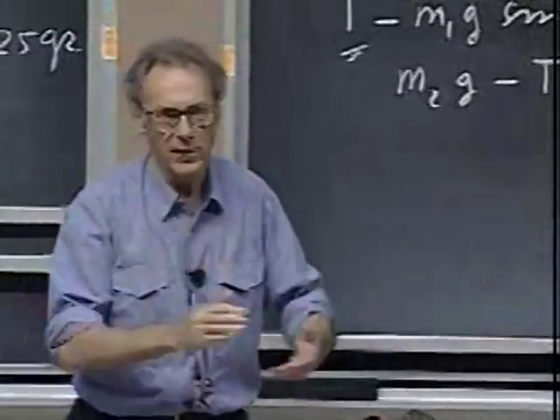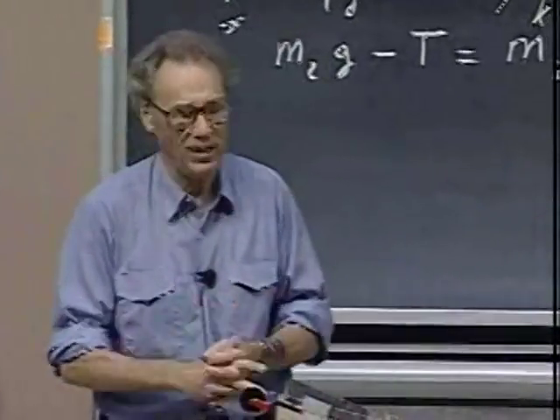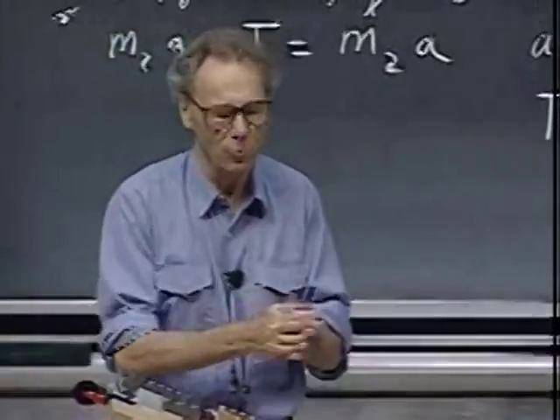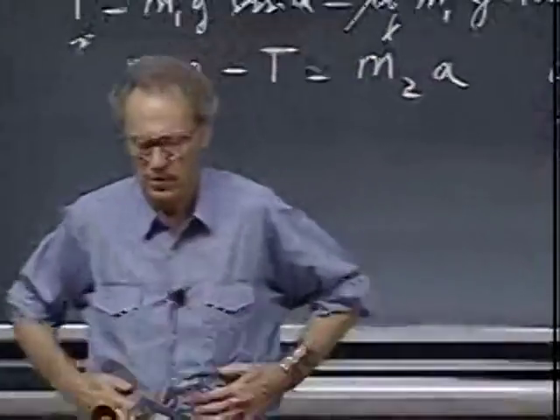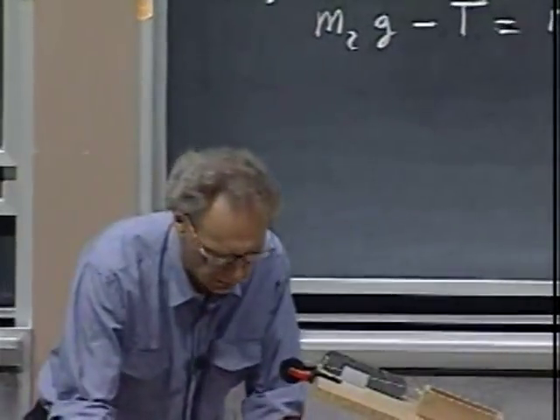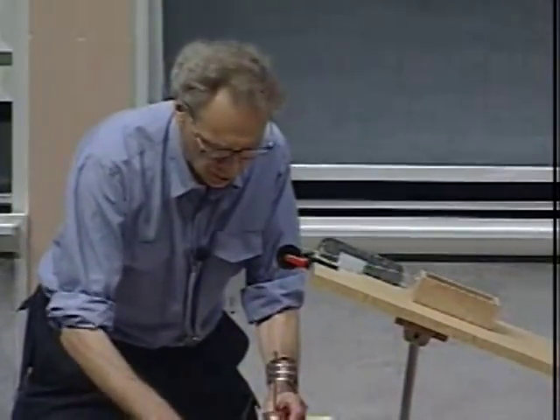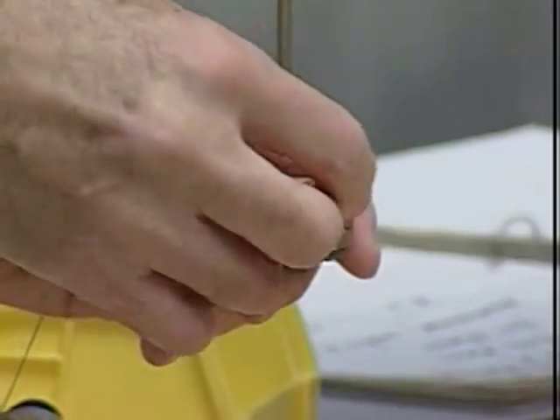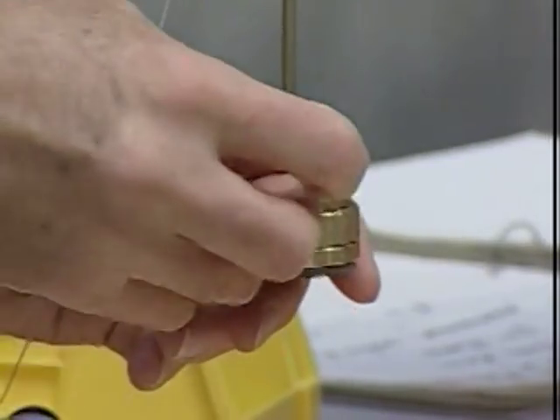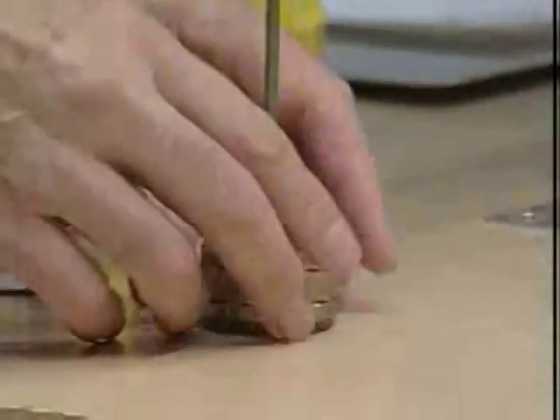Just because I've done it many times, and I know it could even be worse at times. The humidity could change in the room, and that could change the friction coefficient. Okay, we have 100 grams on it. We have 200 grams on it. 250. 260. 270. And it goes at 270.